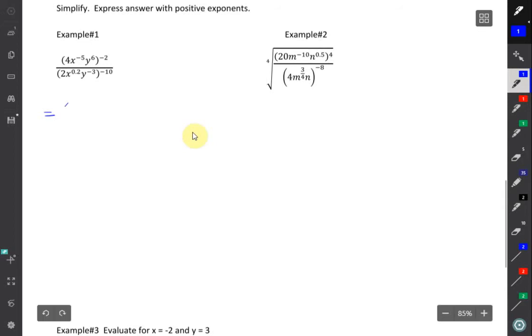So what we have is 4 to the negative 2, x to the negative 5 times negative 2 is 10, y to the 6 times negative 2 is negative 12, all over 2 to the negative 10, x to the, now this negative 10 is actually going to take care of that 0.2, so we end up with negative 2, and y to the 30.